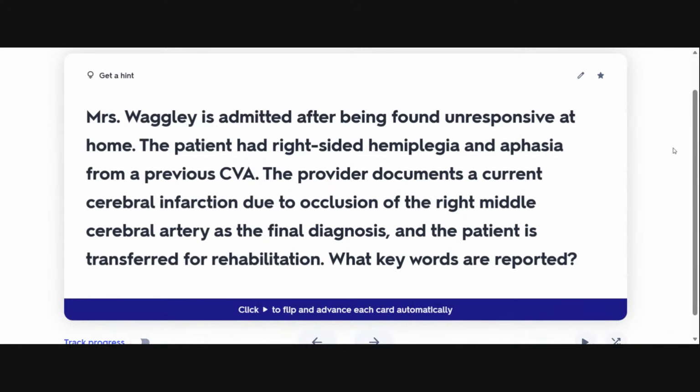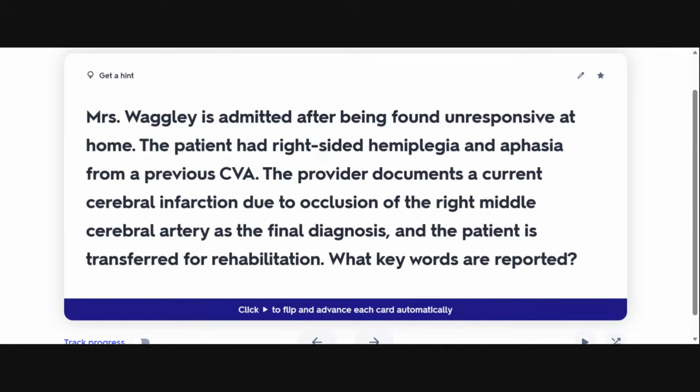Okay, so moving on. So Mrs. Wagley is admitted after being found unresponsive at home. The patient had right-sided hemiplegia and aphasia from a previous CVA. The provider documents a current cerebral infarction due to occlusion of the right middle cerebral artery as the final diagnosis, and the patient is transferred for rehabilitation.